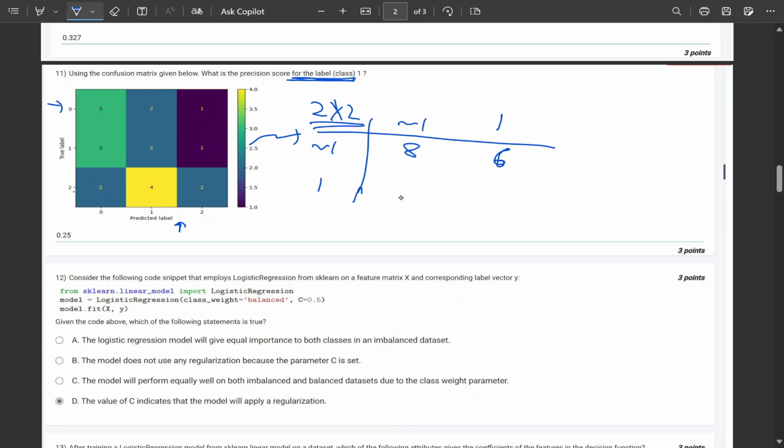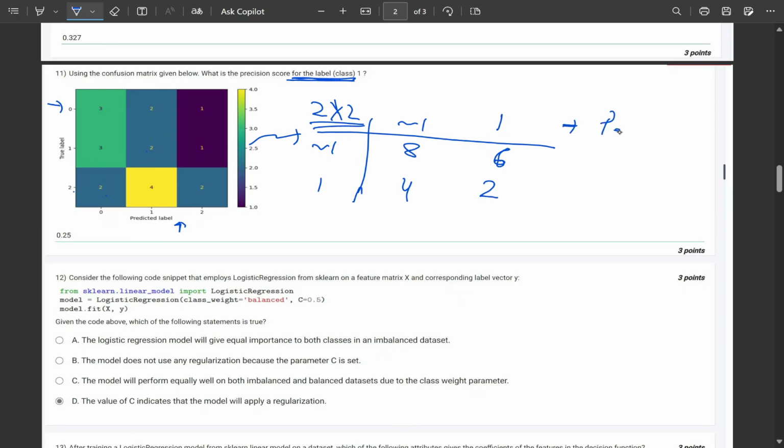Next is 1 and not 1. So 1 and not 1 means actual is 1 and it is predicted as not 1. So this was actually 1 but it was predicted as not 1. So this was 3, and also it is 1 but it is predicted as not 1. So that's 2. So that means 1. So this is 4. And finally 1 and 1. So it is predicted as 1 and it is actually 1 also. So that's 2.